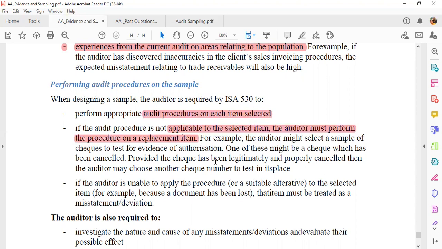One of those might be a check which has been cancelled. Provided the check has been legitimately and properly cancelled, then the auditor may choose another check number to test in its place. Okay, we call it what? The auditor should perform the procedure on a replacement.